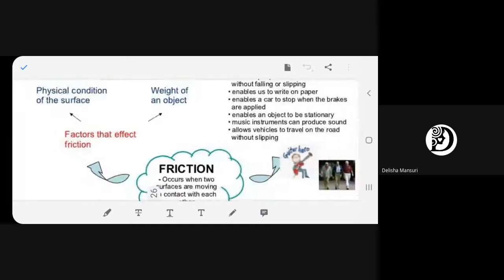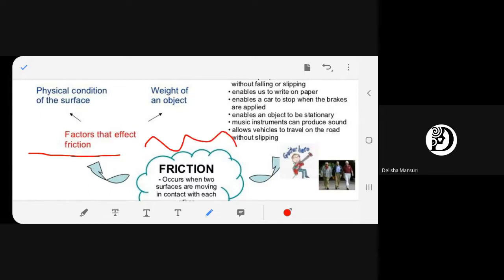What are the factors that affect friction? First is, how is the surface? Is it smooth or is it rough? And on it, what is moving? That is the weight of an object. Whether the object is small or the object is big. On these two factors, friction depends.